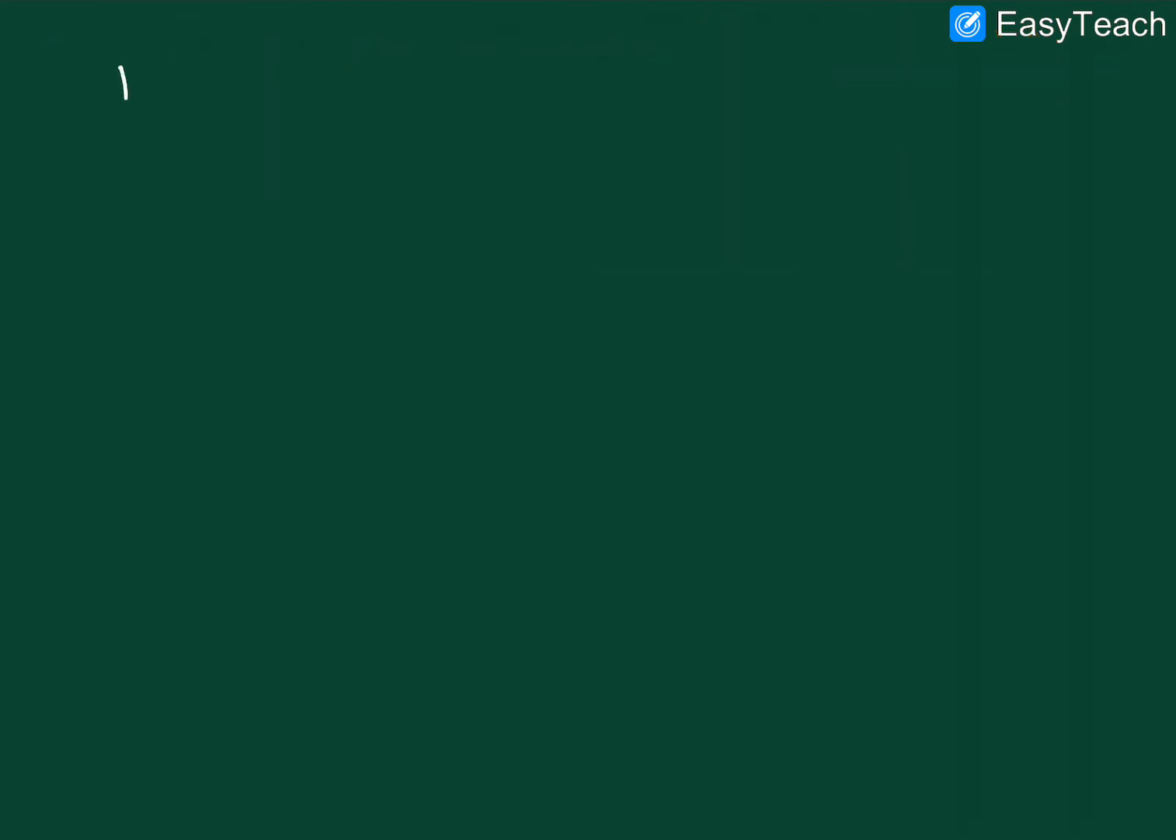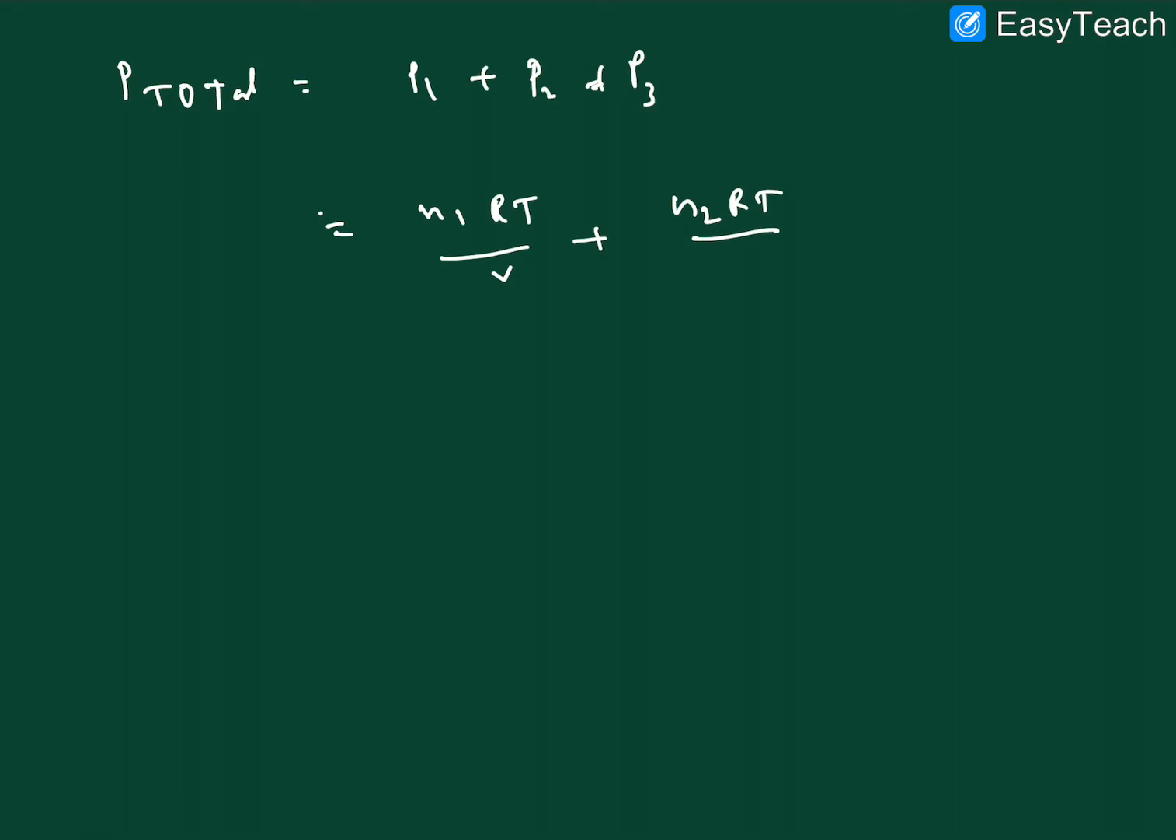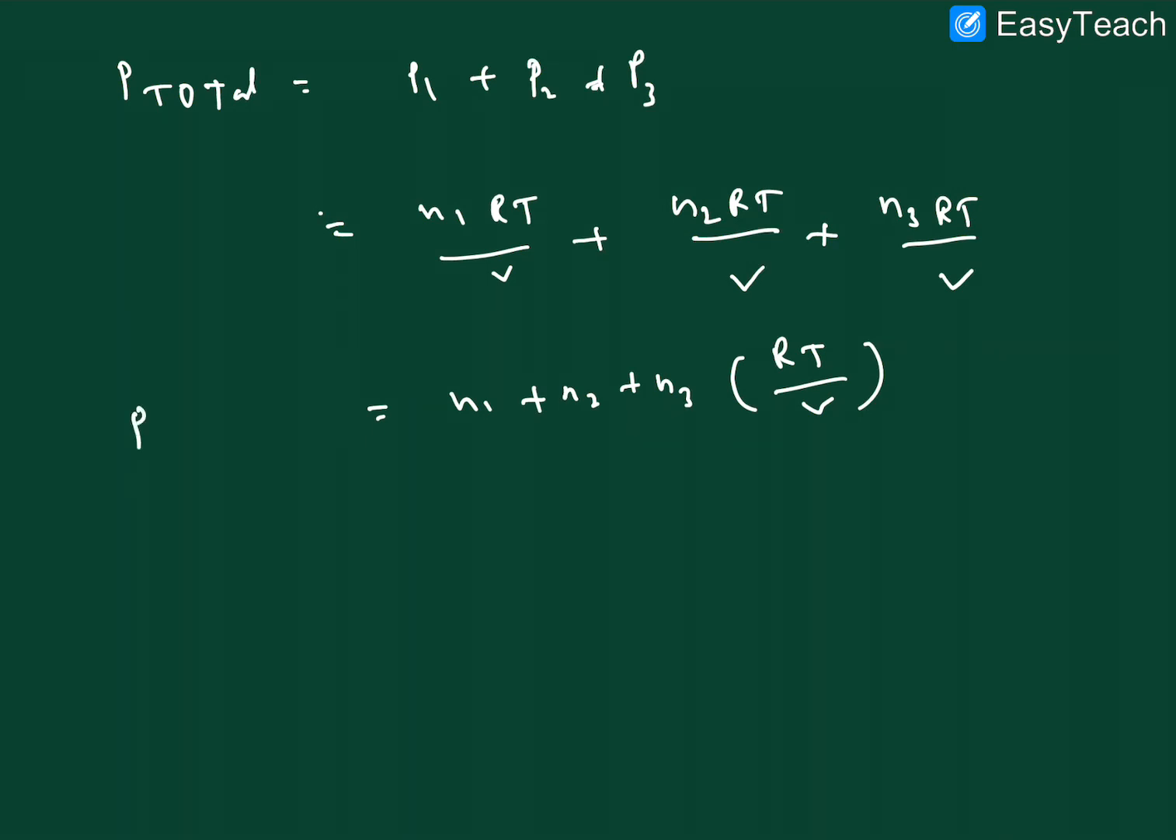We know that the total pressure P total is equal to P1 plus P2 plus P3. What is P1 here? n1 RT by V plus n2 RT by V plus n3 RT by V. RT by V is constant, so we can take it common. So that equals n1 plus n2 plus n3 into RT by V. This is what P total is.